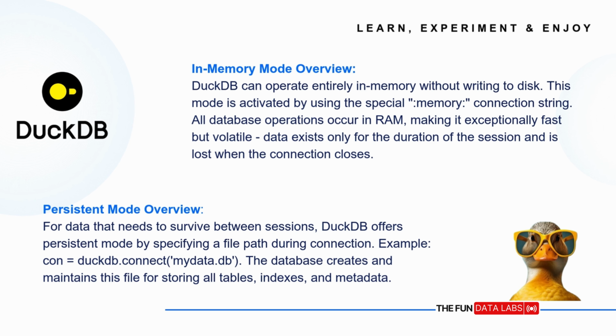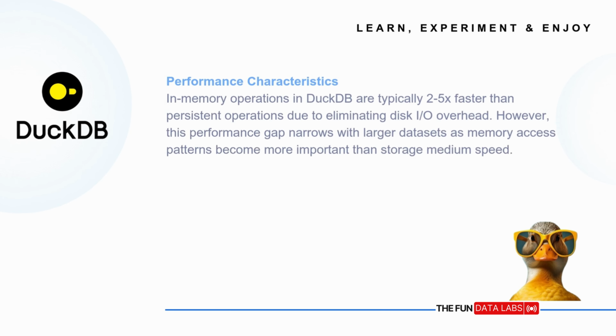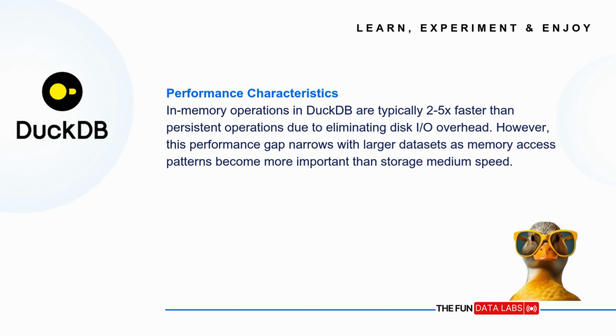Now let's talk about the performance characteristics of these two approaches. In-memory operations are typically much faster. We're talking about a 2 to 5 times speed improvement compared to persistent operations. This performance boost comes from eliminating disk I/O overhead, which is often a bottleneck in database operations.